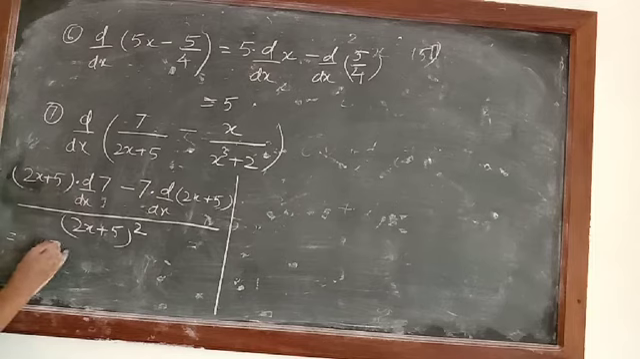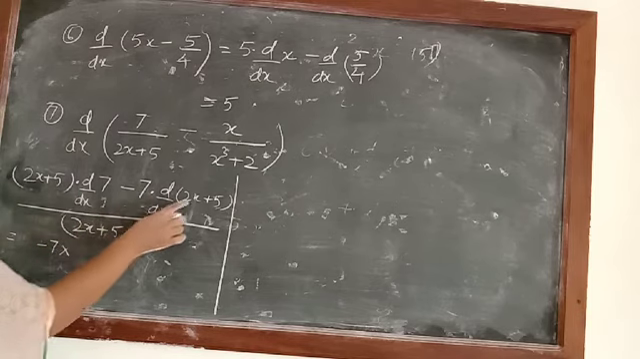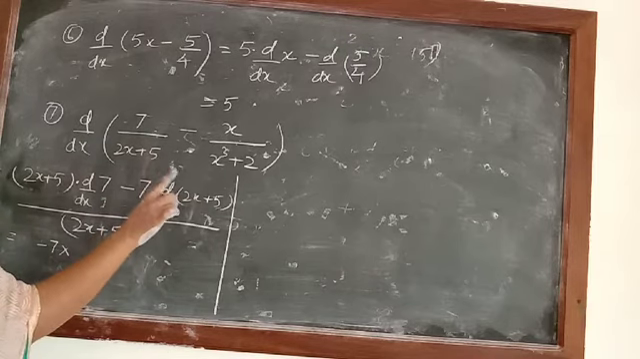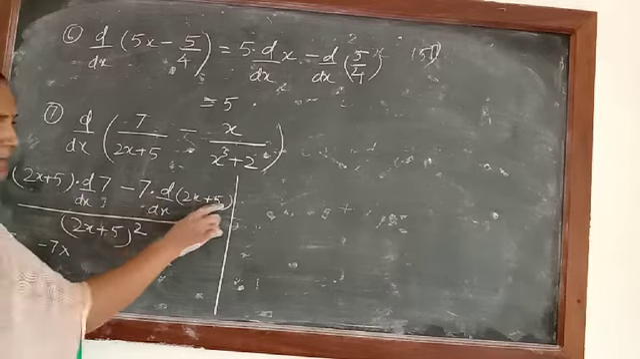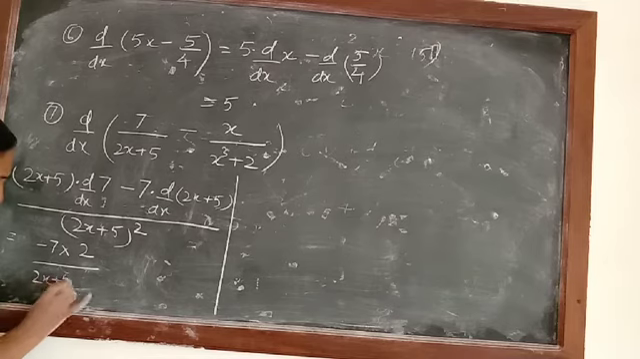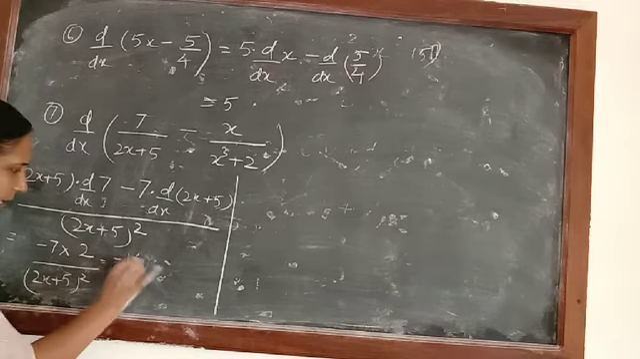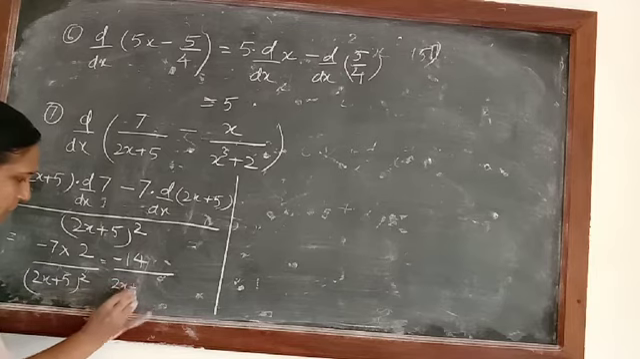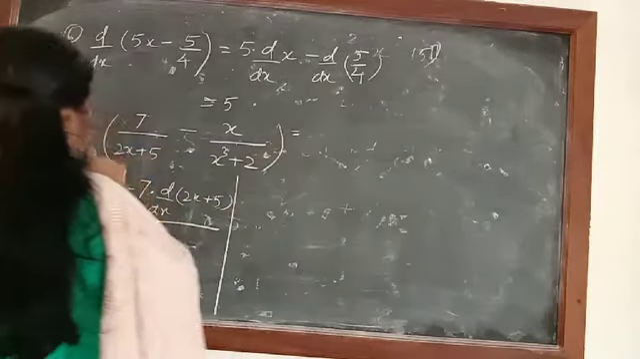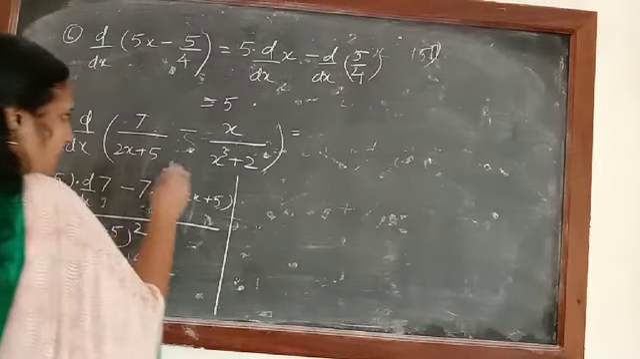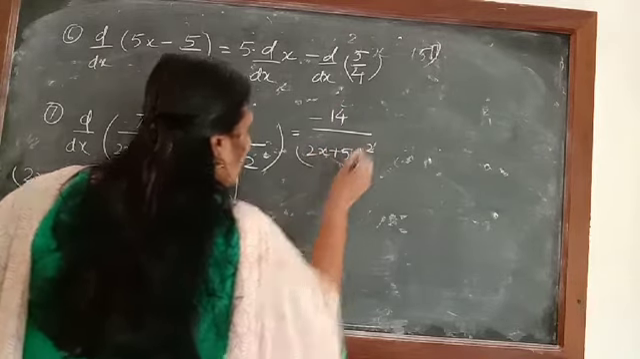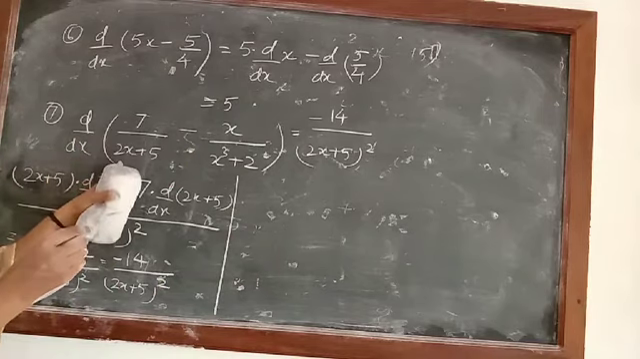Now just to check what will remain, minus 7 into d by dx of 2x. 2 will come outside, d by dx of x is equal to 1. So only 2 will remain, because d by dx of 5 is 0. So only 2 will remain, by 2x plus 5 the whole square. So we'll get minus 14 by 2x plus 5 the whole square. So shall I write directly here? d by dx of 7 by 2x plus 5, we are getting here minus 14 by 2x plus 5 the whole square. We have got the derivative of the first one.